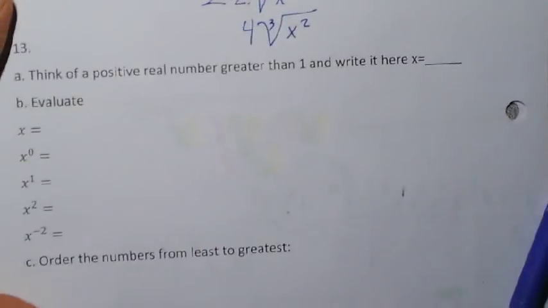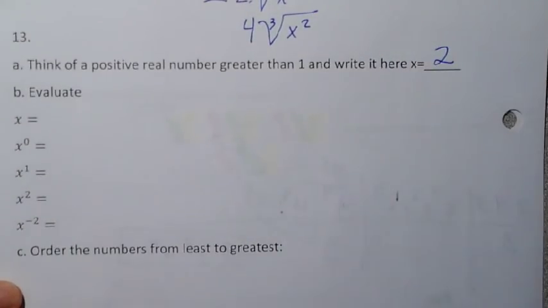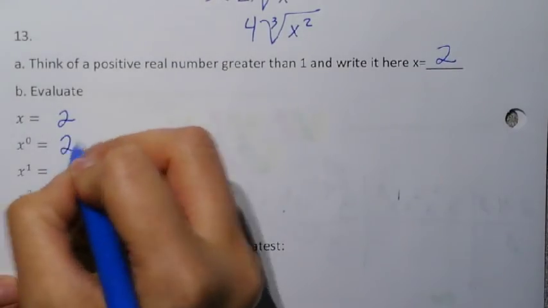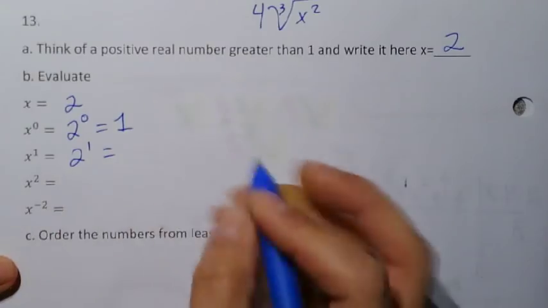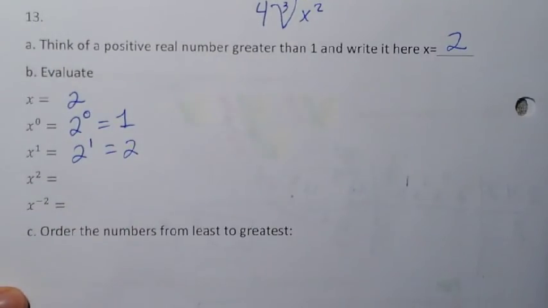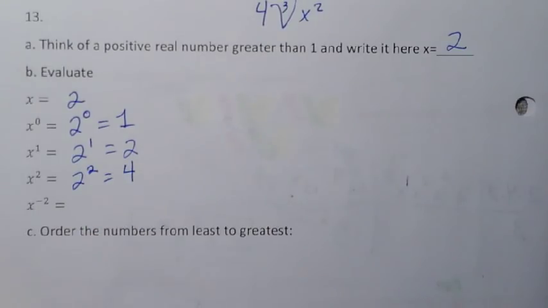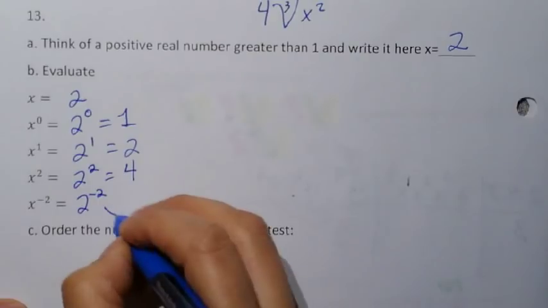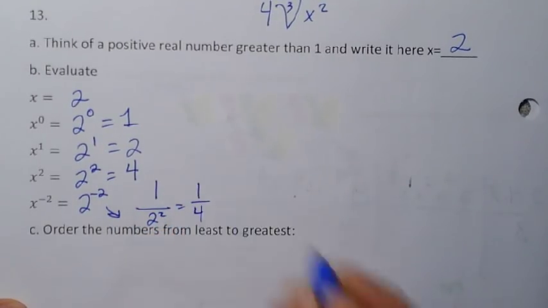Okay? This one you could have chosen any number, whatever you want. Let's go with a 2. Okay, so evaluate would be x equals 2. This would be 2 to the 0, which equals 1. This would be 2 to the 1, which equals 2. This would be 2 squared, which equals 4. This would be 2 to the negative 2. Negative exponent means bring it to the bottom. So 1 over 2 squared, or 1 over 4.